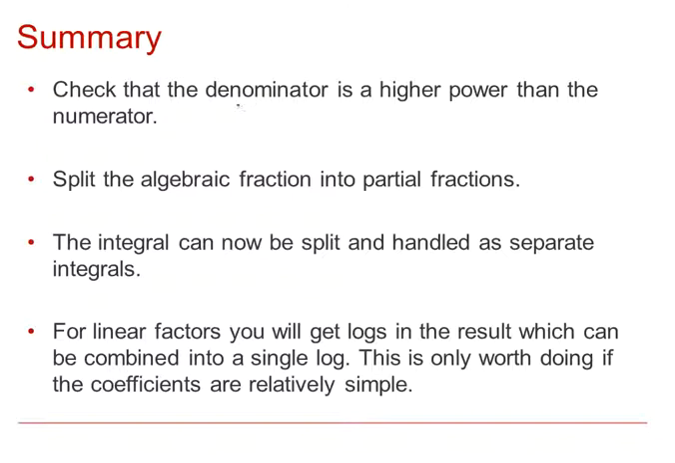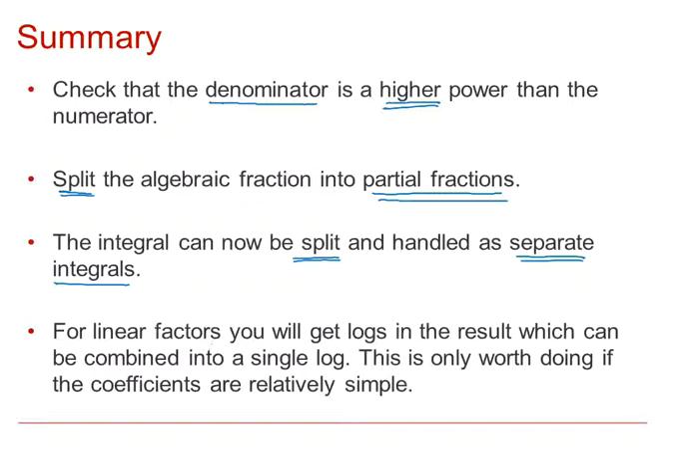So in summary, we should always check that the order of the denominator is higher than the order of the numerator before we look for partial fractions. If it isn't, then we may need algebraic long division or an appropriate method in order to achieve that. Then we split the algebraic fraction into its partial fractions, and the integral can also be split, and we can have separate integrals which should be fairly standard or predictable integrals to do.